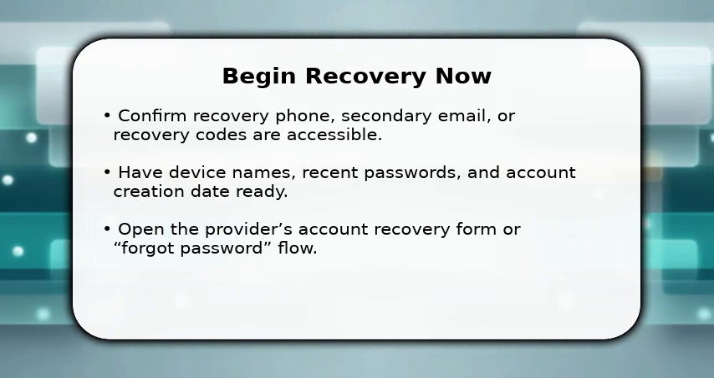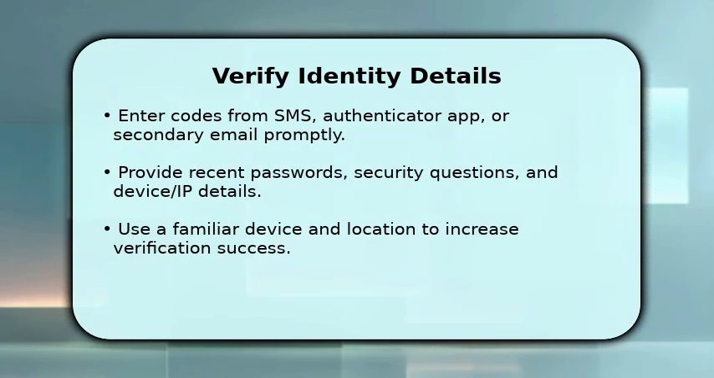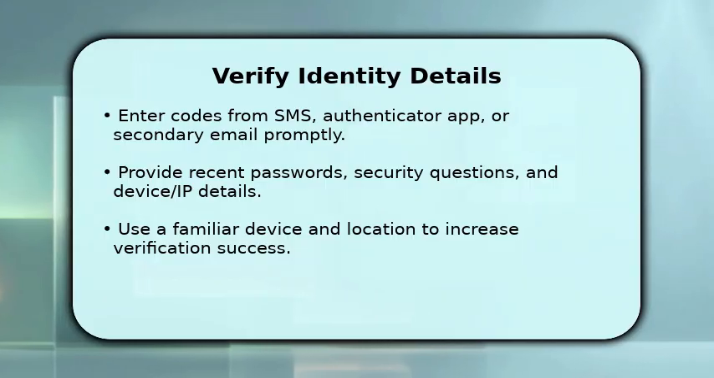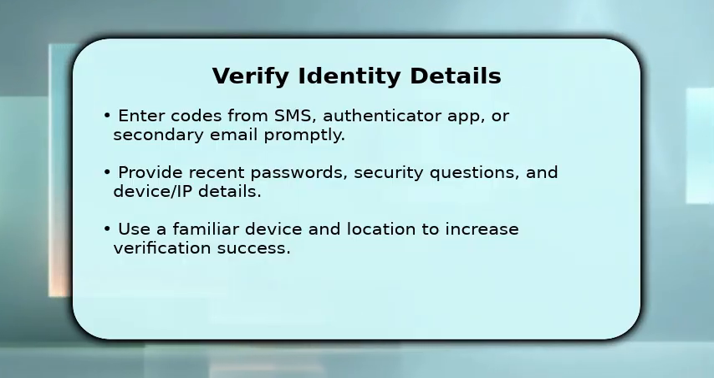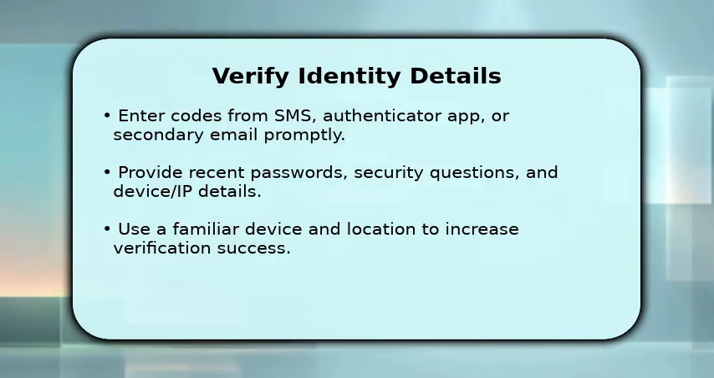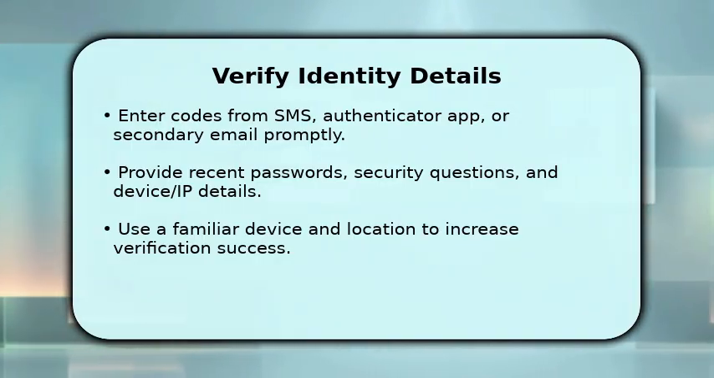You now move into identity verification. When codes arrive, type them exactly and quickly. Expired codes fail. If asked, supply recent passwords, security question answers, and any device or IP address where you signed in. Specificity matters. Prefer using a device and location you commonly use to access the account because providers weigh that context heavily. If you have backup codes or an authenticator app, use them now. Be patient but precise. Correct details greatly improve your chance of restoration.